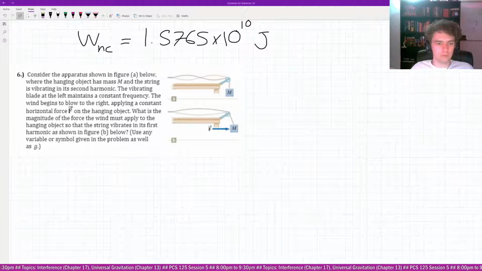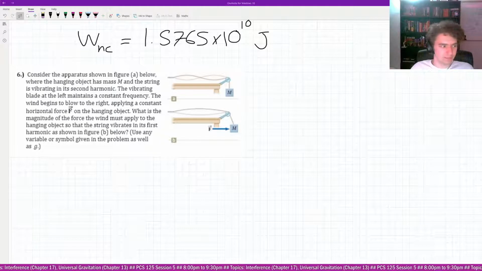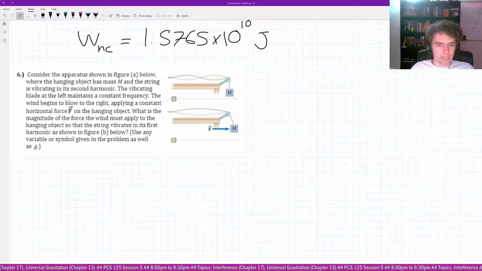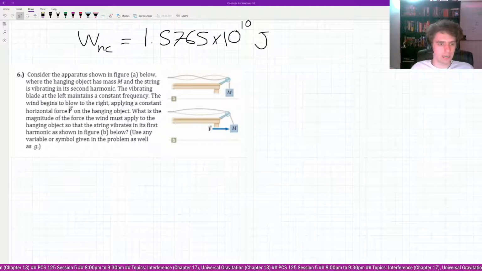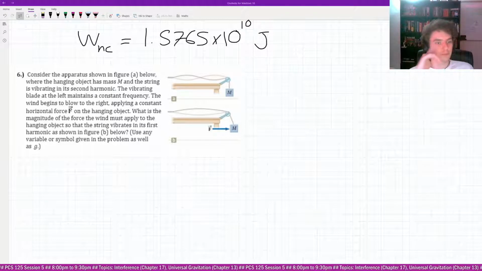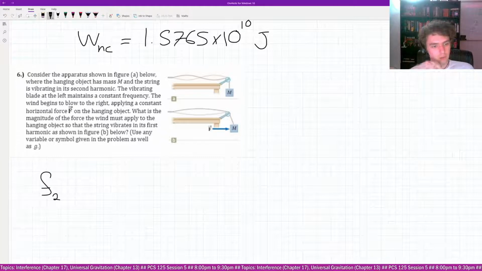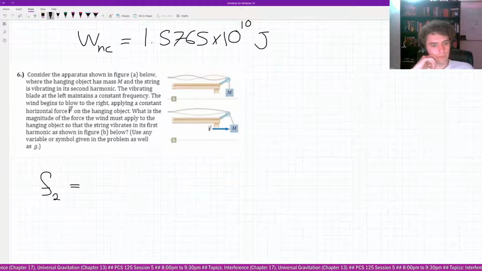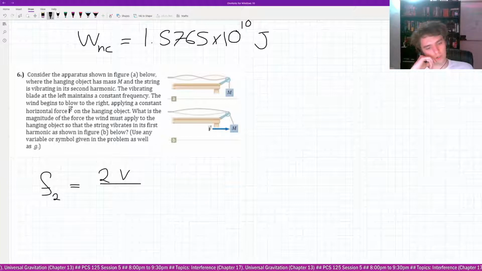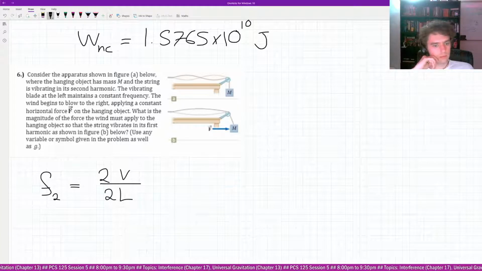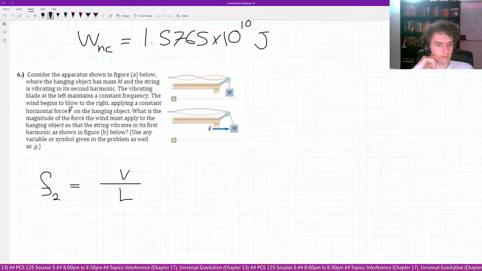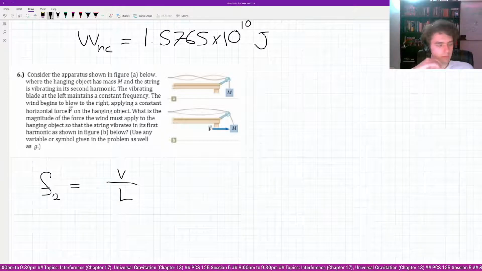Okay. So, this is a good question. We need to find the magnitude of the force the wind must apply to the hanging object so that the string vibrates in its first harmonic as shown below. Okay, what do we know right now? Right now we know that it's in its second harmonic. So F2 equals 2V over 2L, which is V over L. That's what we know.